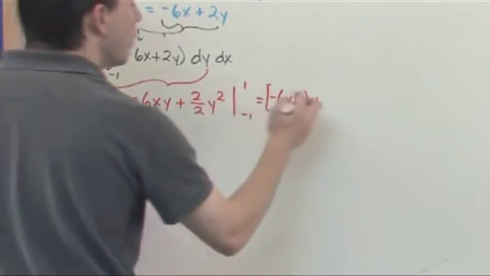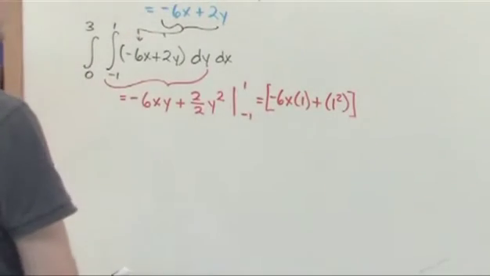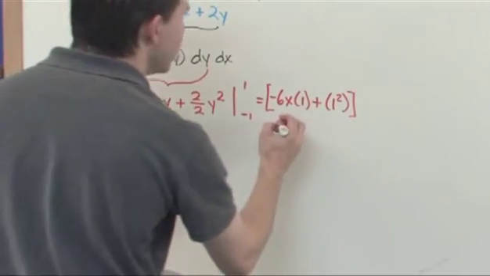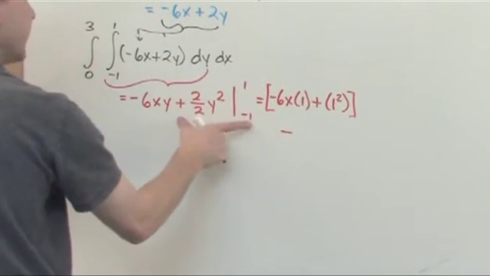Plugging in here is going to be 1 squared. I'm going to write it down just for completeness, so I don't run out of space here. I'm going to subtract off, this is plugging in the top, I'm going to subtract off plugging in the bottom.